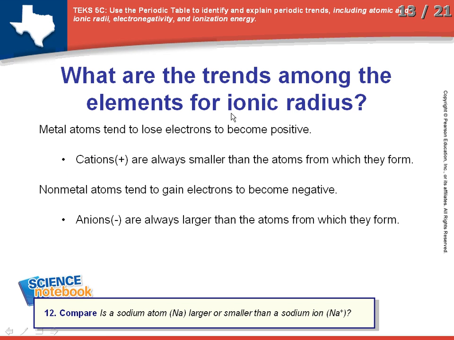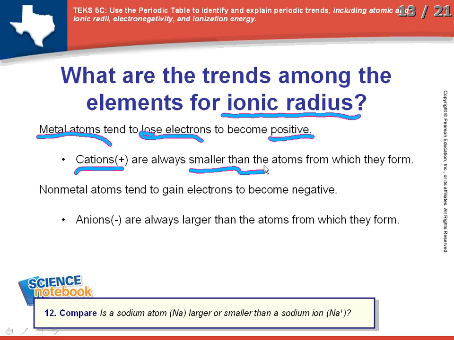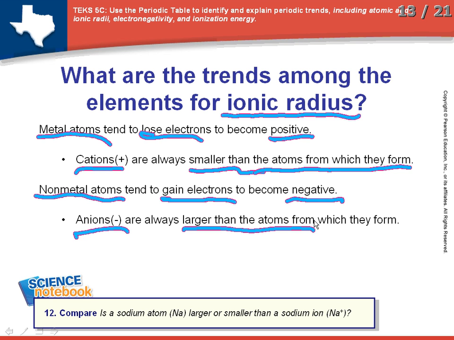So next up we're talking about ionic radius, the radius of the ionic form of an element. Now before we get into that, you have to remember metal atoms tend to lose electrons to become positive. Cations are positive ions, so metal atoms become cations, and they are always smaller than the atoms from which they form. On the other hand, nonmetal atoms tend to gain electrons to become negative. A negative ion, or a nonmetal that has gained an electron, is called an anion, and they're always larger than the atom from which they are formed.